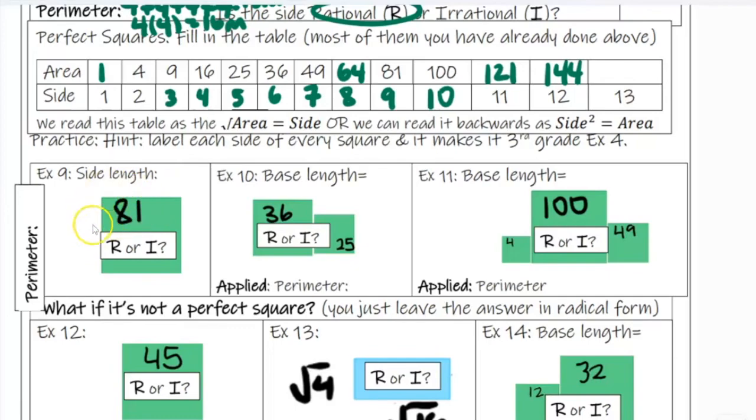So right now we are given the area, which is 81. So to find the side, something times something was 81. And if you look here, your area is 81, your side length must be 9, because 9 times 9, base times height, is 81. So your side length is 9. Is your side length rational or irrational?